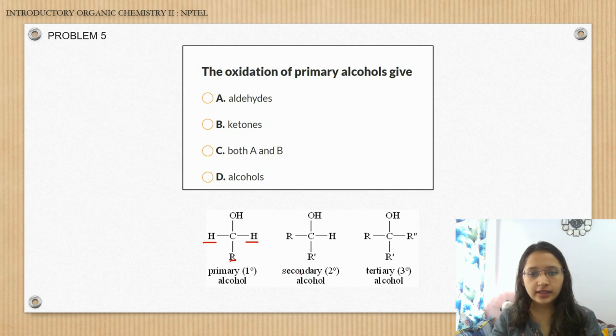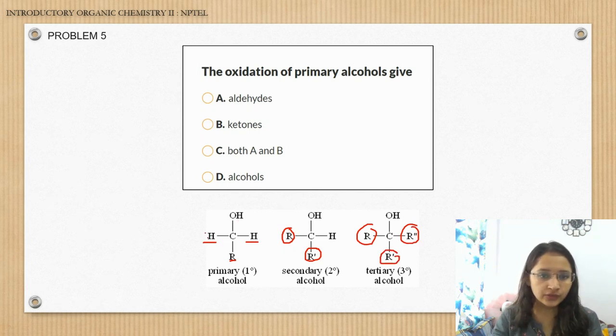In a secondary alcohol, two alkyl groups are there. In a tertiary alcohol, three alkyl groups are there. So all the hydrogens are getting substituted by the alkyl groups. Now when we oxidize this particular primary alcohol, after oxidation, what will it give you? An aldehyde, a ketone, both A and B, or alcohols.